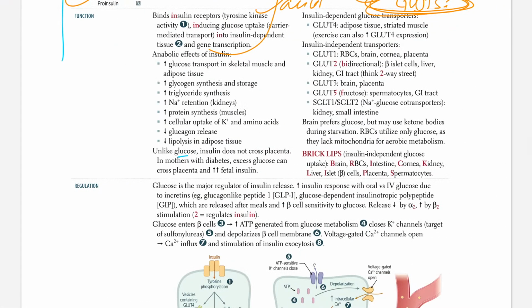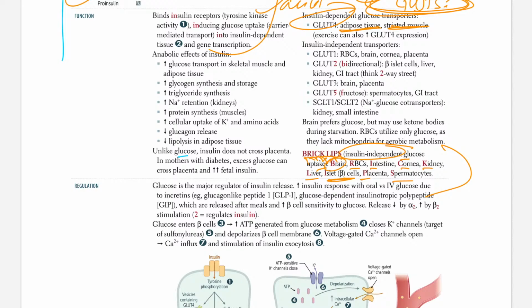So here we have brick lips. Insulin independent glucose uptake occurs in the brain, RBCs, intestines, cornea, kidney, liver, islets, beta cells. So pancreatic islet beta cells, right? Placenta and spermatocytes. Maybe an easier way would be to just remember the insulin dependent ones, which are just adipose tissue and skeletal muscles. And the rest is insulin independent. But if you want to memorize this, that's great too.